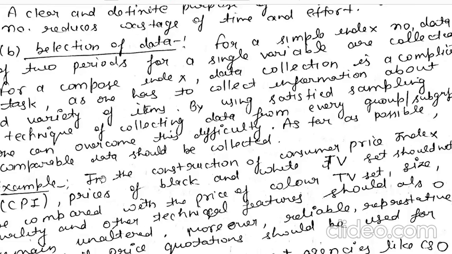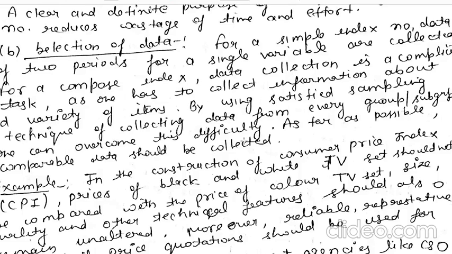As far as possible, comparable data should be collected. That means selection of data. So simple index data is very easy. That means just data of two periods for a single variable are collected, right? But for a composite index you have to collect all the information related to that data, and also a variety of items, by using stratified sampling technique of collecting data from every group or subgroup.